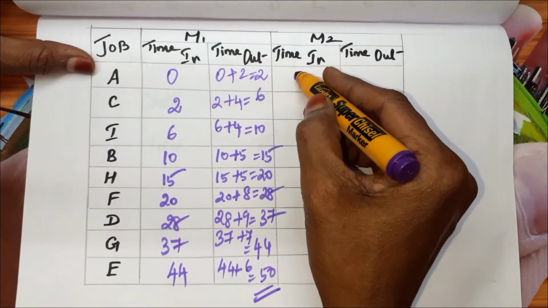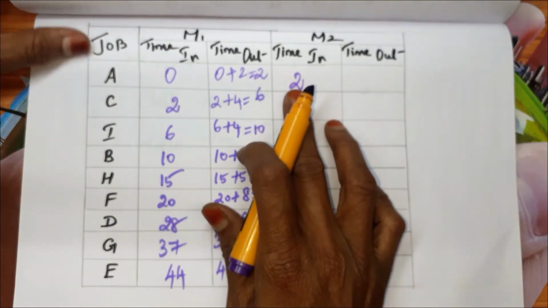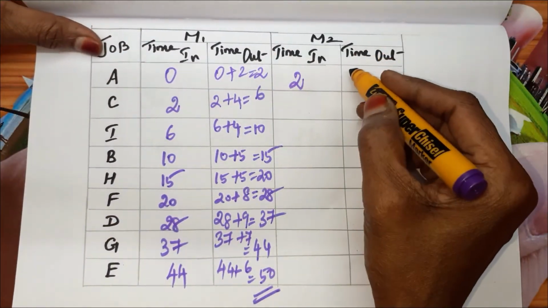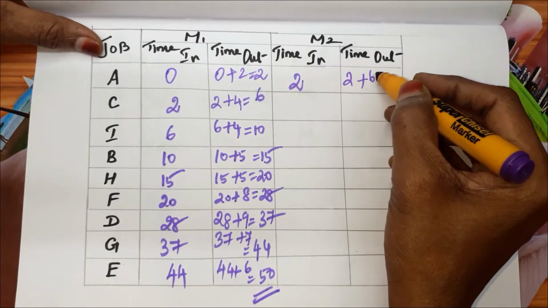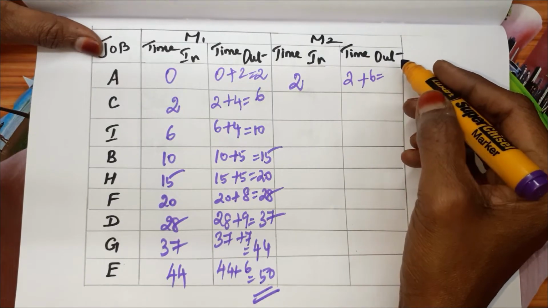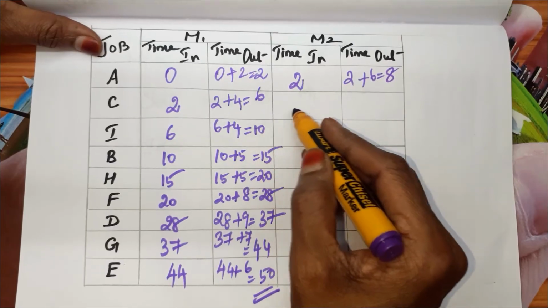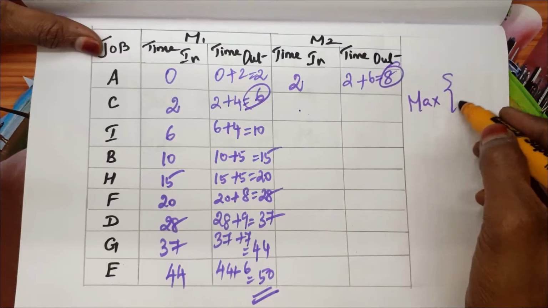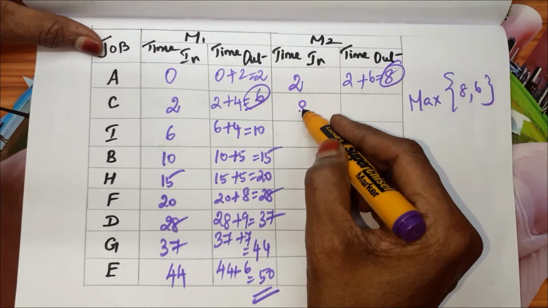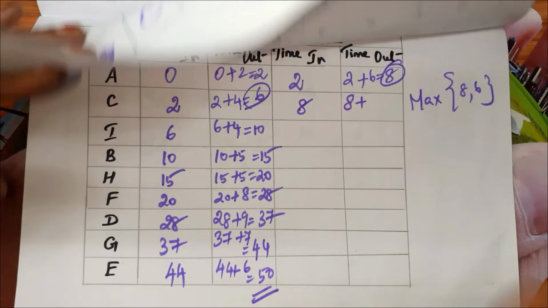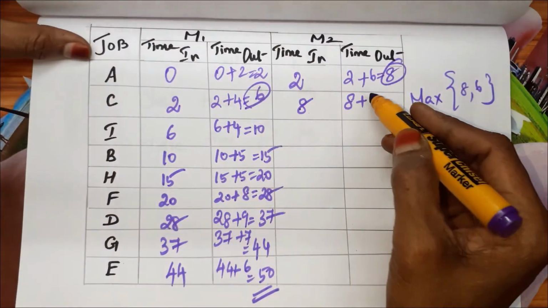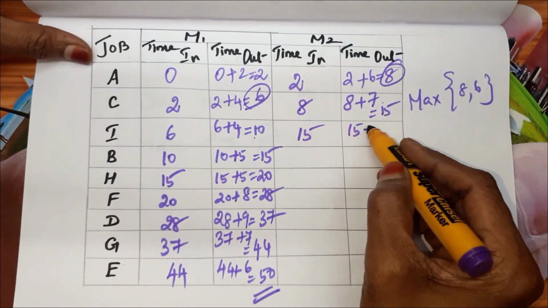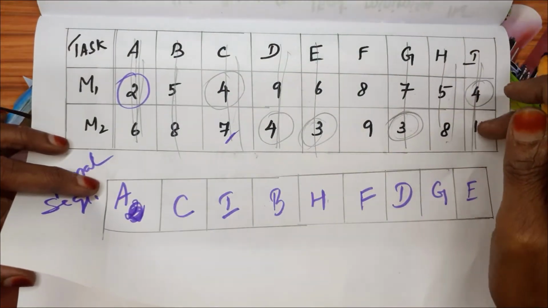From 2 only it has to start. 2. Come to the time for A, the value is 6. So 2 plus 6, what it is? 8. Before going into the next step, we have to compare these two and take the maximum. Maximum of 8, 6. 8 is the maximum. So 8 plus, for C, 7. So 8 plus 7, 15. And 10, 15. 15 is the maximum. 15 plus, for I, it is 11.